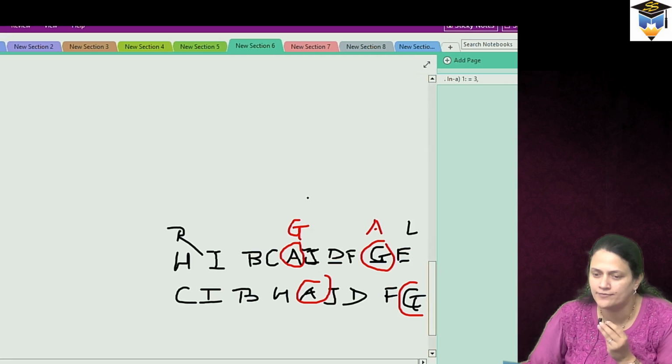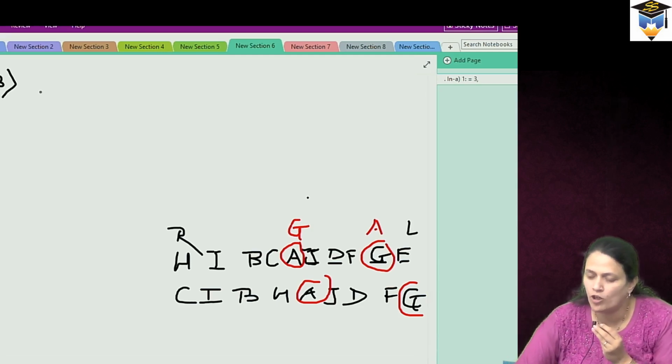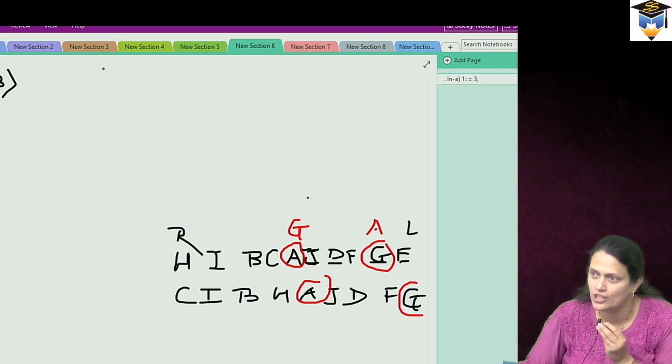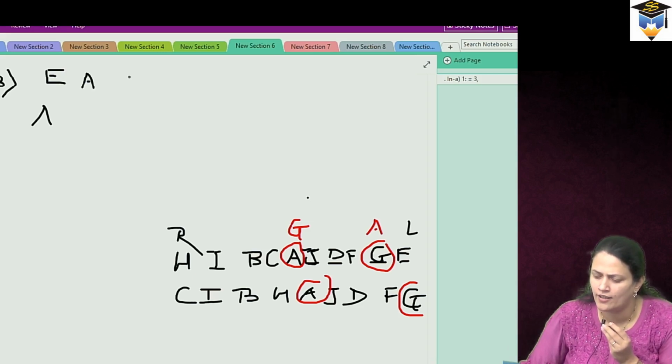Can anybody tell me the order? Yes or no? Tell me the order. First is A, E, then C, G.